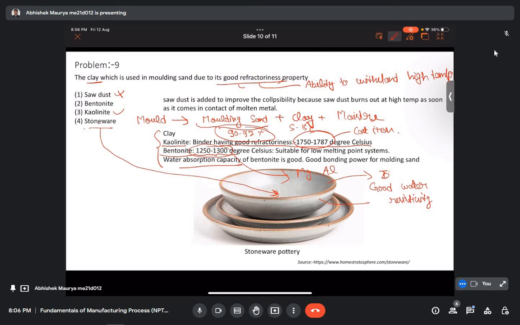So we have only two refractory materials which are used to provide good refractoriness to the mold, out of which kaolinite has very high refractoriness. Bentonite also has good refractoriness, but in comparison to both, kaolinite is the best. So for this question, the third one is the correct option. Best refractoriness we will get from this kaolinite clay. So this was a straightforward question. Let's move to the last question.